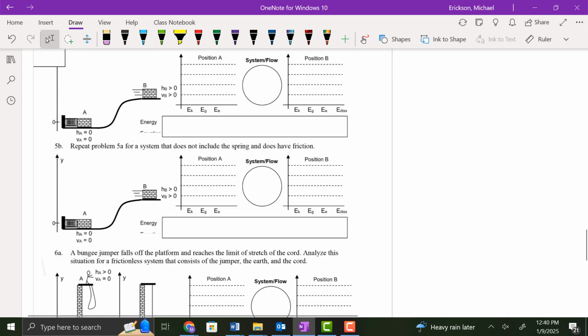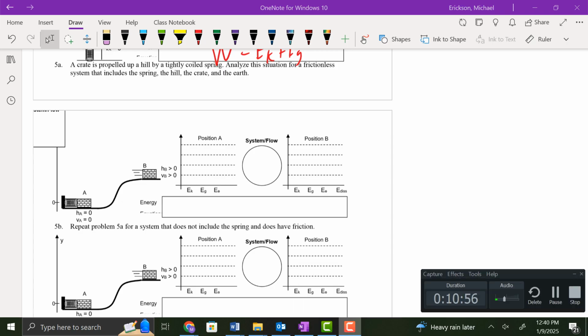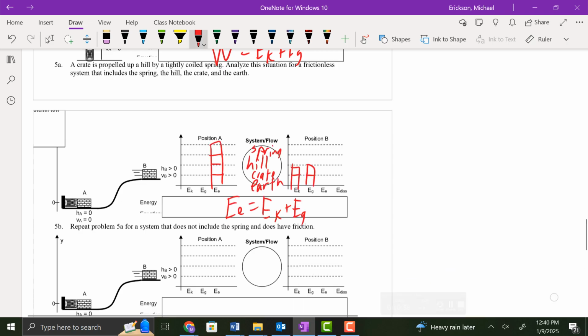All right, I'm going to do the same thing for 5A. I'll do 5A first, but you guys should try this out on your own, and then I'm going to show you my answer. All right, 5A, pretty standard problem. Everything's in the system. EE becomes a combination of EK plus EG. We're higher up, so we have more EG. We're also moving. There's some EK. I'm going to do 5B now.